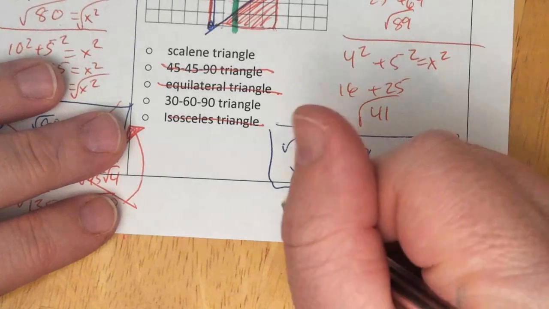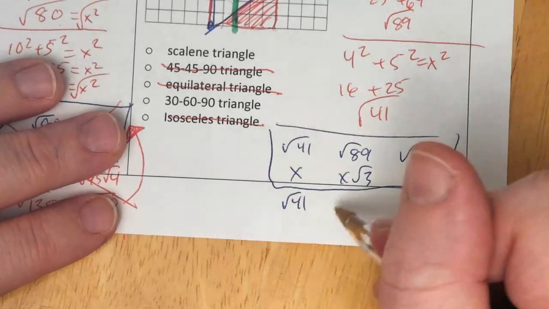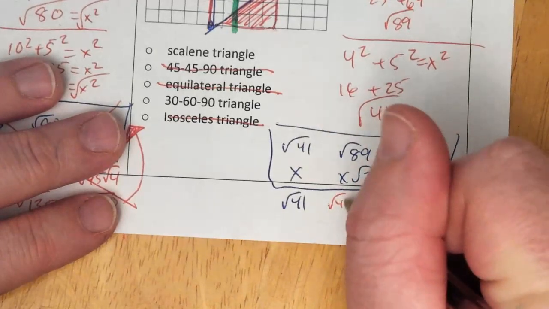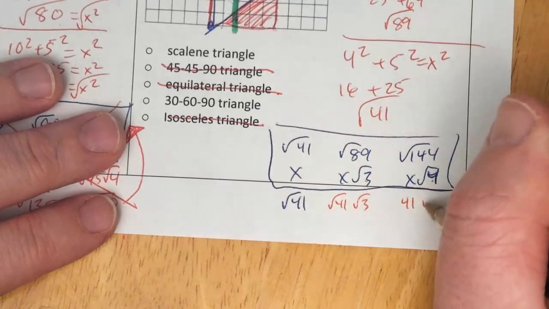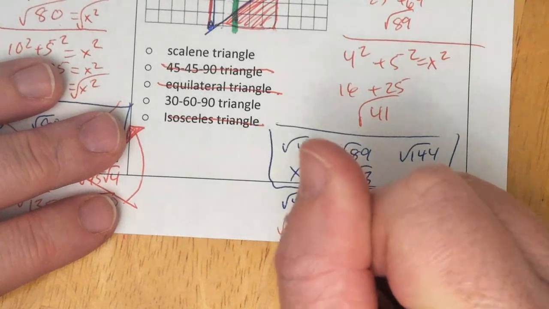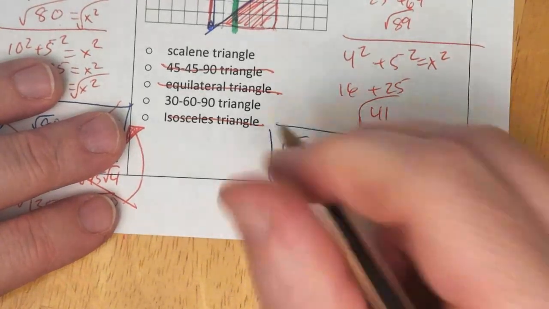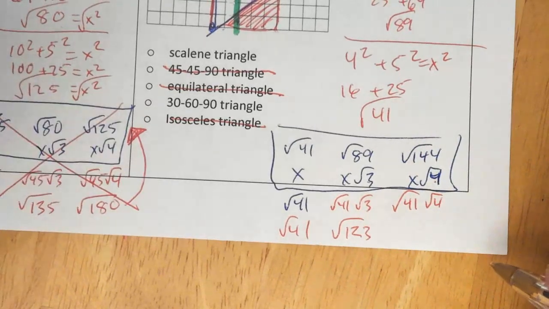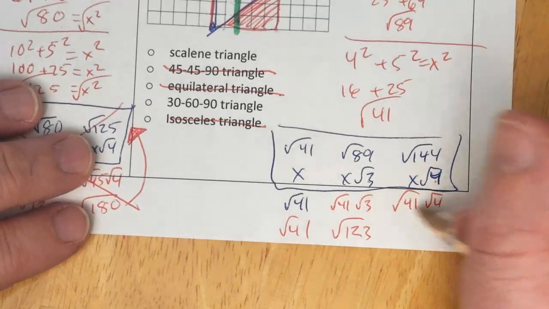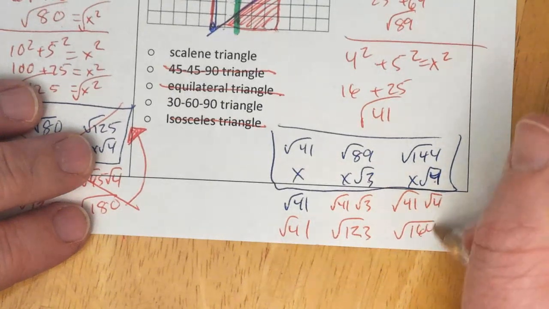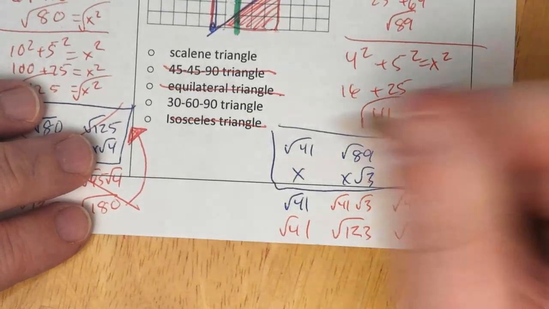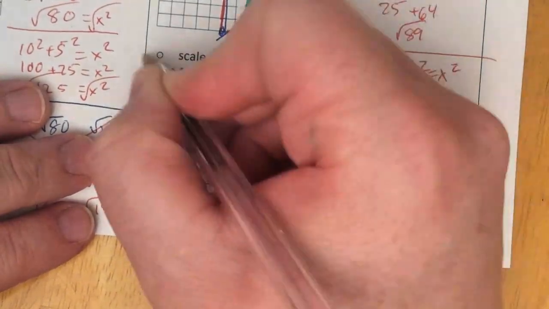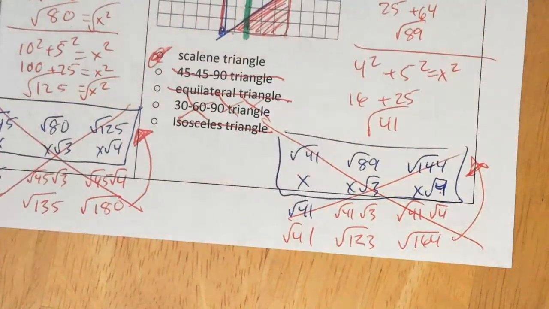So let's see. We're still stuck with radical 41. And here, we just have to multiply by 3 and multiply by 4. So 41 times 3 and 41 times 4. Let's see. We get the square root of 41. That works. We get the square root of 123. Oh, no, that doesn't work, does it? I could stop right now. This is not going to work. And then this one right here would be the square root of 164. Yep, that definitely, nope. Was that the same? No, it wasn't. So it's definitely not a 30-60-90. So the only answer was scaling.